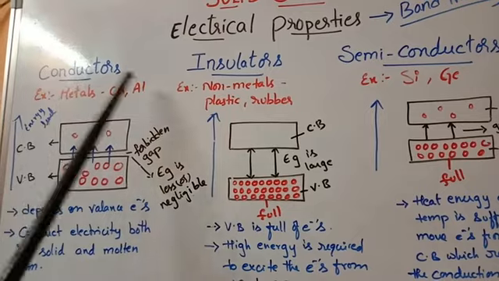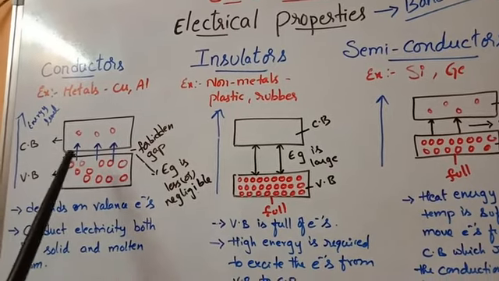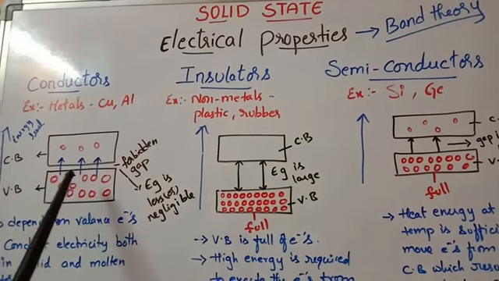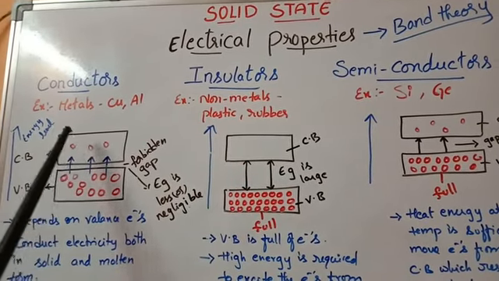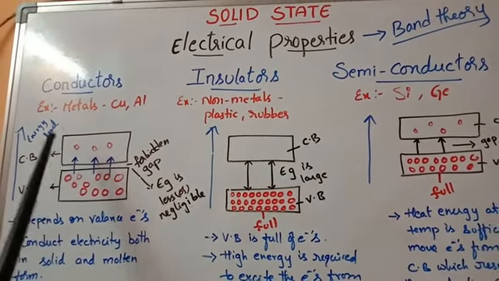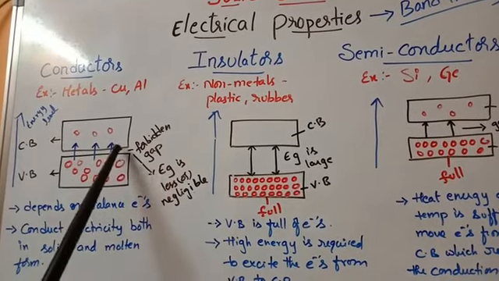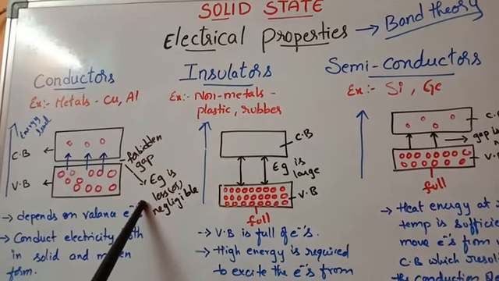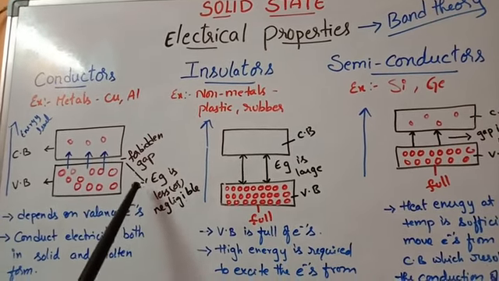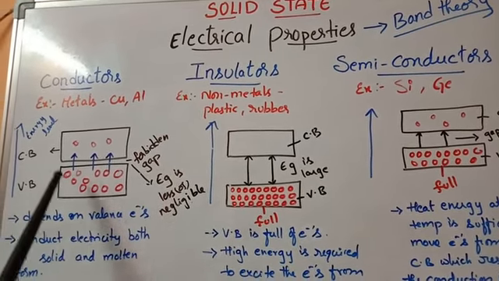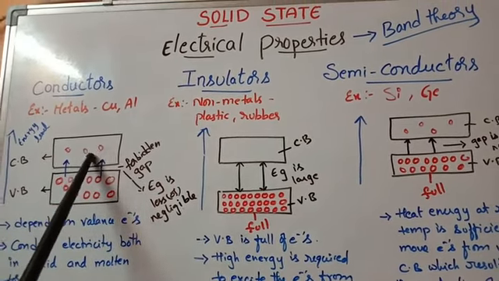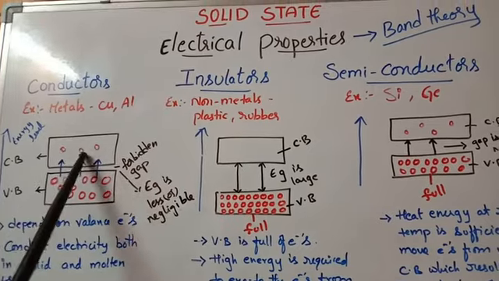In conductors, the valency band is partially filled and usually overlaps with the empty conduction band in such a way that there is no forbidden gap. The gap is almost negligible. As a result, the electrons from the valency band can move to the conduction band. So this results in conductivity in metals.